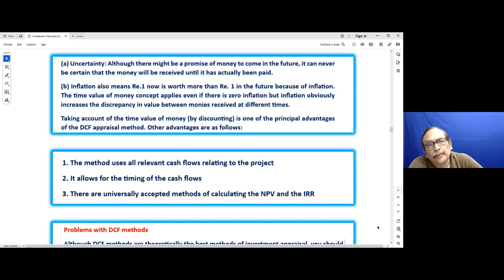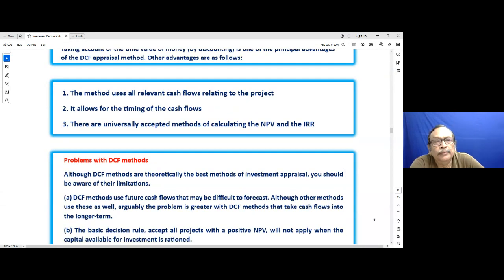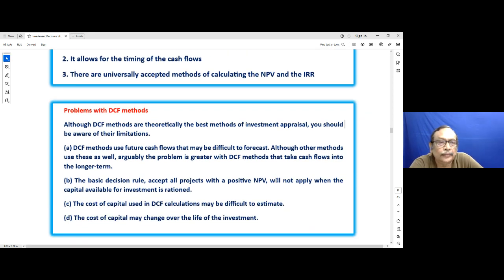Taking into account the time value of money by discounting is one of the principal advantages of the DCF appraisal method. Other advantages are that the method uses all relevant cash flows relating to the project. It allows for the timing of the cash flows. There are universally accepted methods of calculating NPV and the IRR.